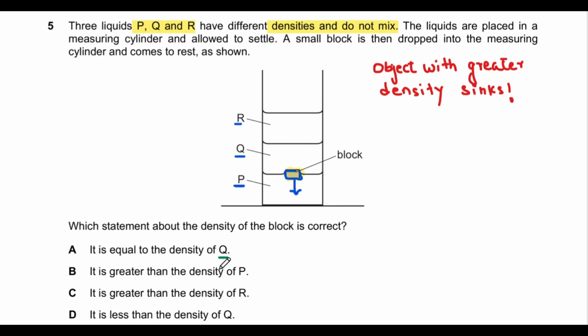Out of these options, A says that the block has equal density as Q. No, it sinks, so it must have greater density. B says the block has greater density than P. No, because it's not sinking, so it must have lesser density than P. This is not correct. C says it has greater density than R. Yes, it sinks through R, so it must have greater density than R. So this is the correct option.